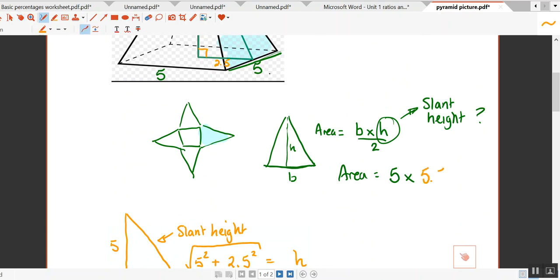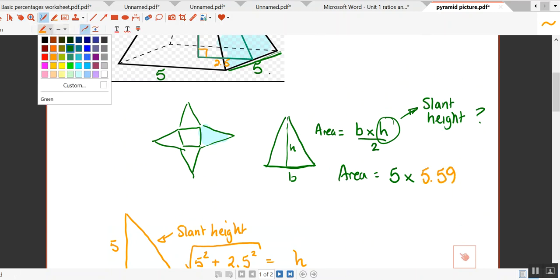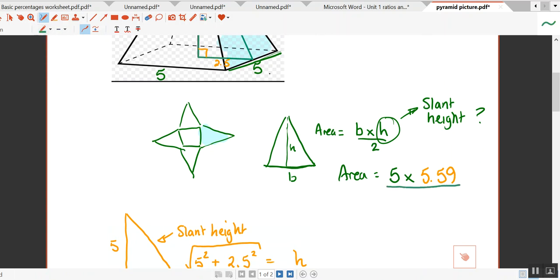So we've got 5.59, and then let's do that divided by 2. And of course, all of that needs to be multiplied by 4, because I've got 4 triangles. Yeah? 4 lots of them. So what's the area of the triangles? If you work it out, what do you get? 55.9?